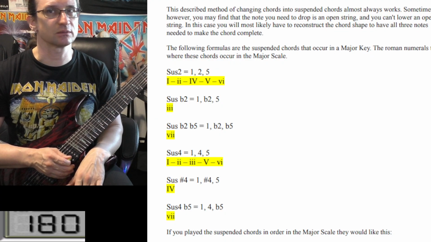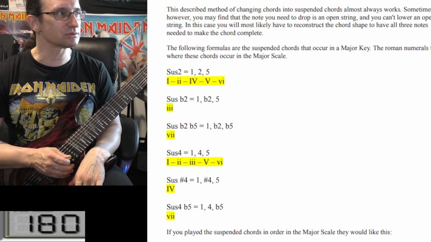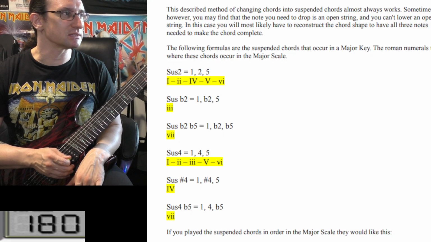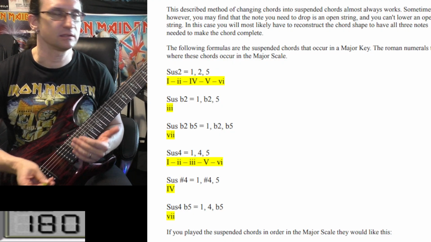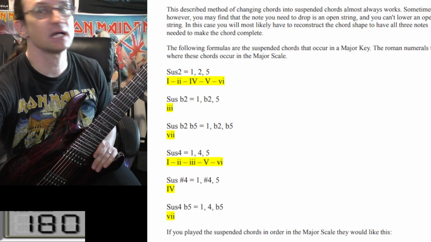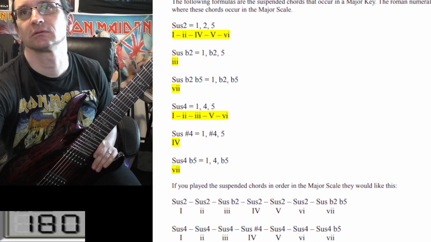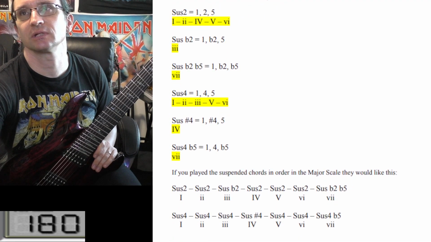Often you'll see the flat 5 in parentheses. It's not necessary, but it can make things a little easier to read. Guitar Pro puts it in automatically like that. And then at the bottom of this, it shows how these chords are laid out in key.